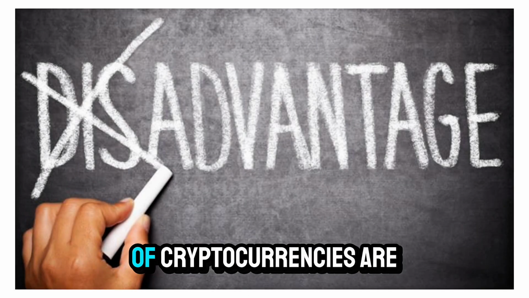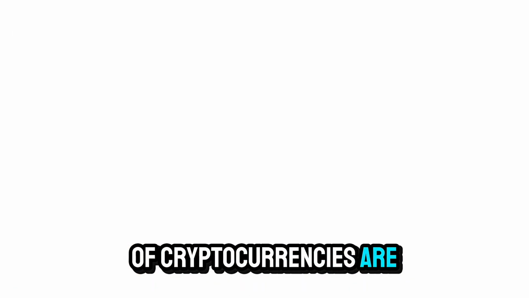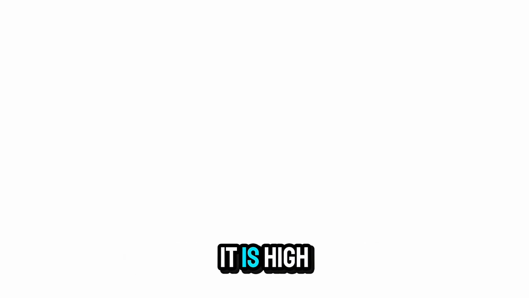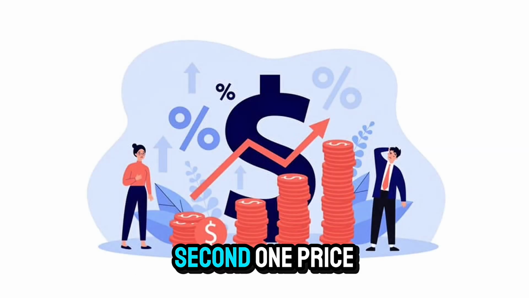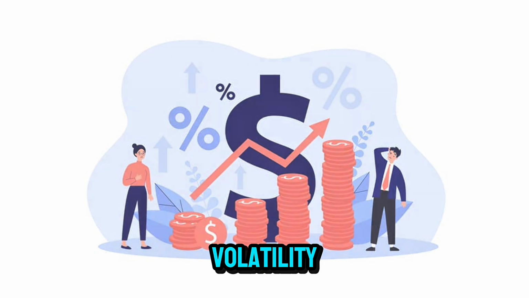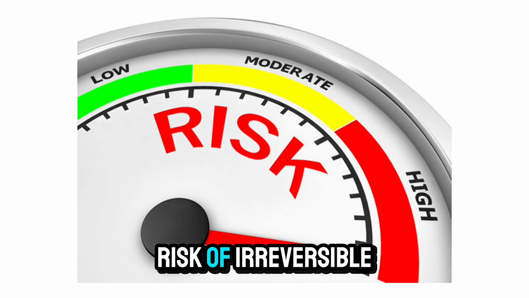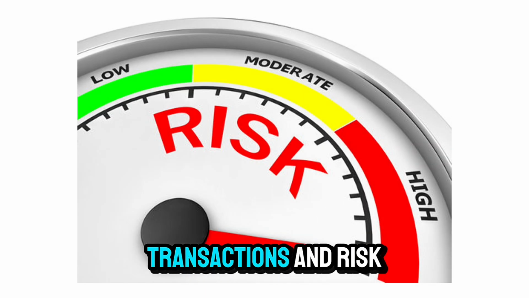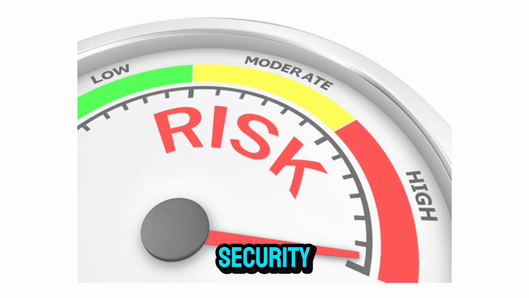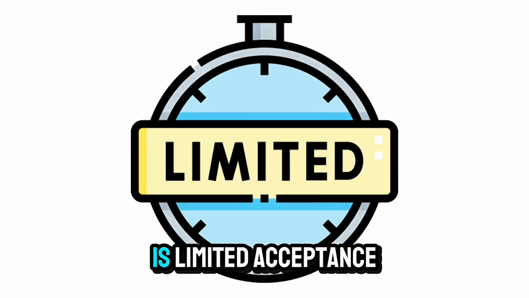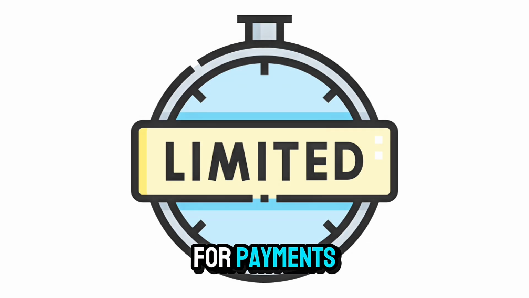On the other side, the major disadvantages of cryptocurrencies are: first one, high price. Second one, price volatility. Third one, lack of government regulation. Fourth one, high risk of irreversible transactions and security risks. And last but not least, limited acceptance for payments.